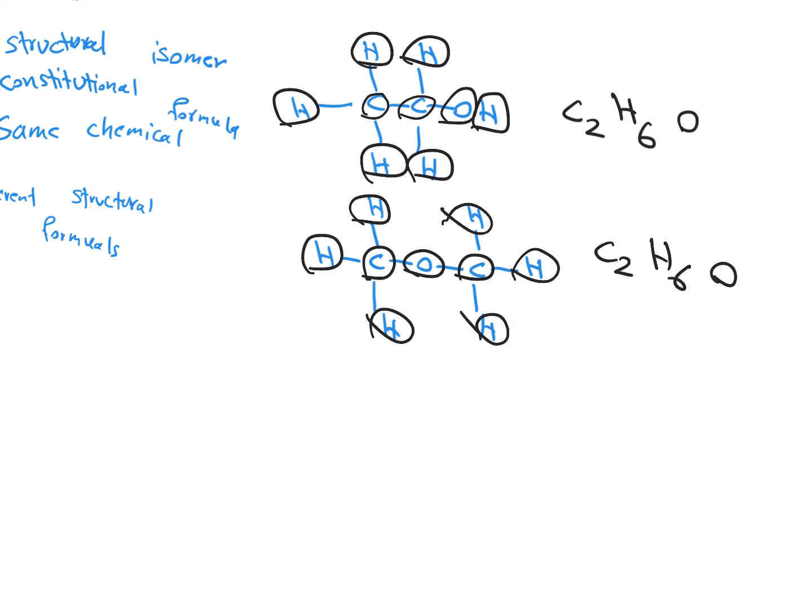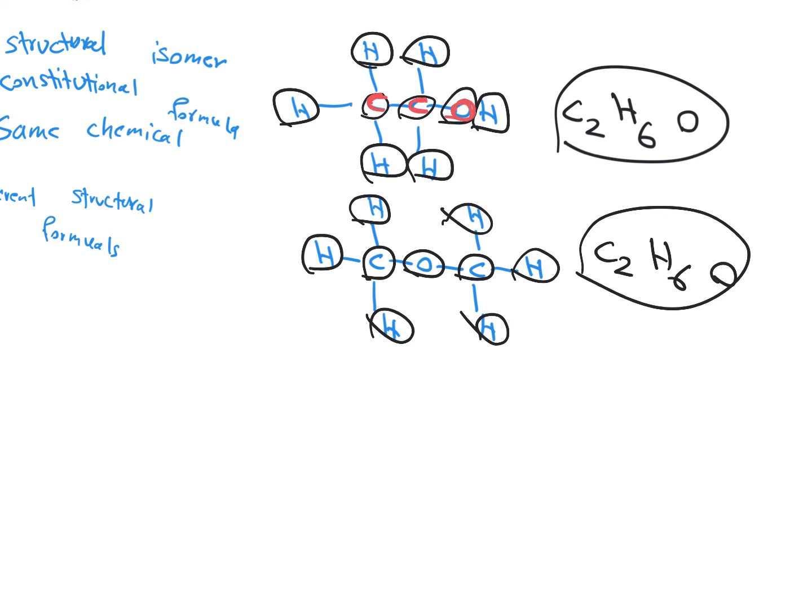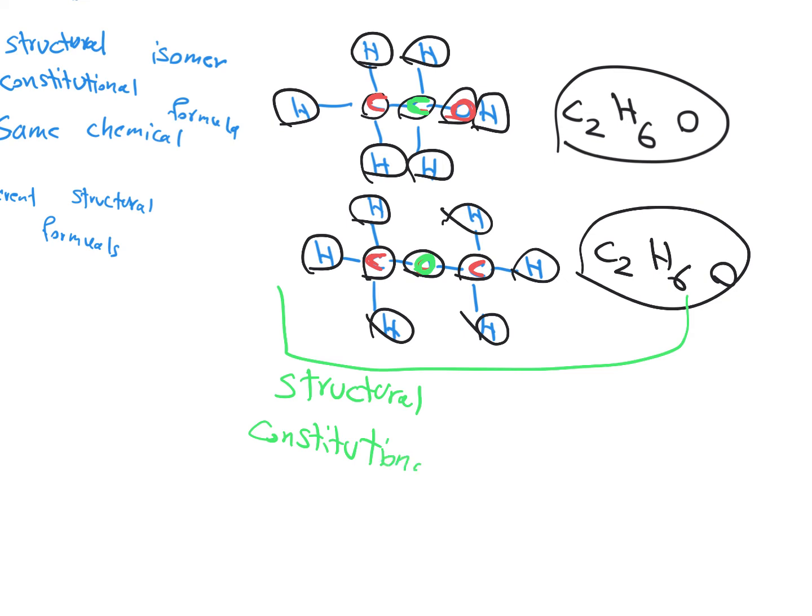So the chemical formulas are the same, but the arrangement of atoms differs. Here you have carbon attached to carbon and then attached to oxygen. But here you have carbon attached to oxygen attached to carbon. So here you have oxygen in the middle, here you have carbon in the middle. So the structural formulas, the structures, are different. We call these structural or constitutional isomers. And in the next chapter we talk about different types of isomers.